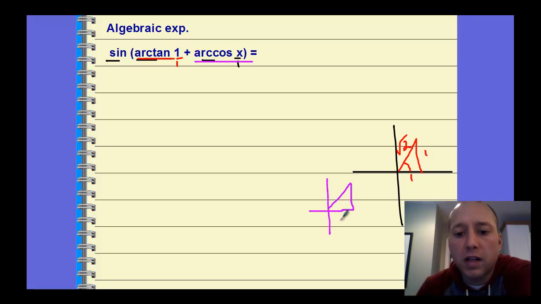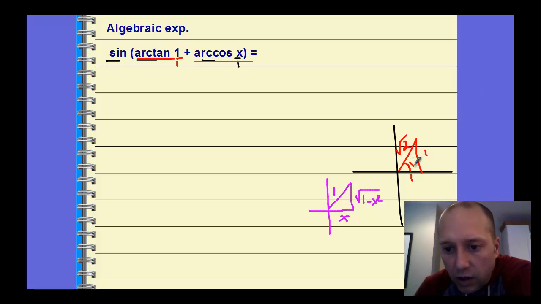So you have another triangle over here. Cosine is adjacent over hypotenuse, and so to find the opposite side, it's going to be the square root of 1 minus x squared if you follow the Pythagorean theorem here. So now we have our two triangles and all our sides measured for our two angles, so then we can actually find the values of the sine of the addition of these two angles.